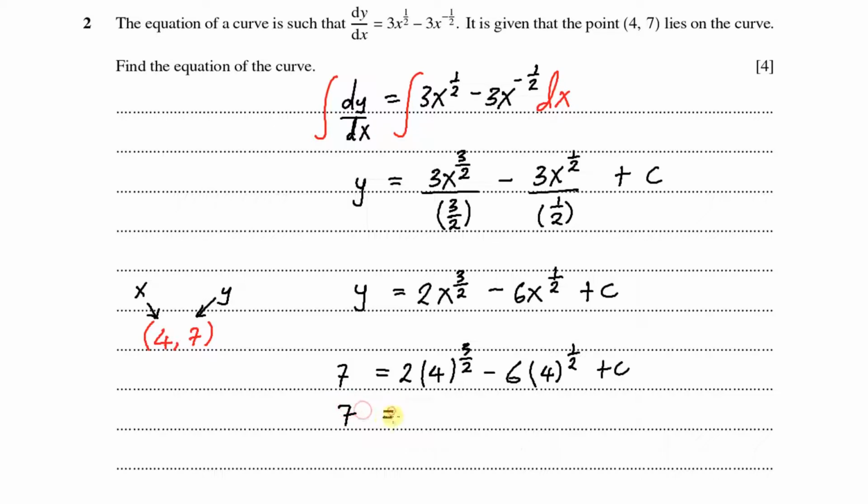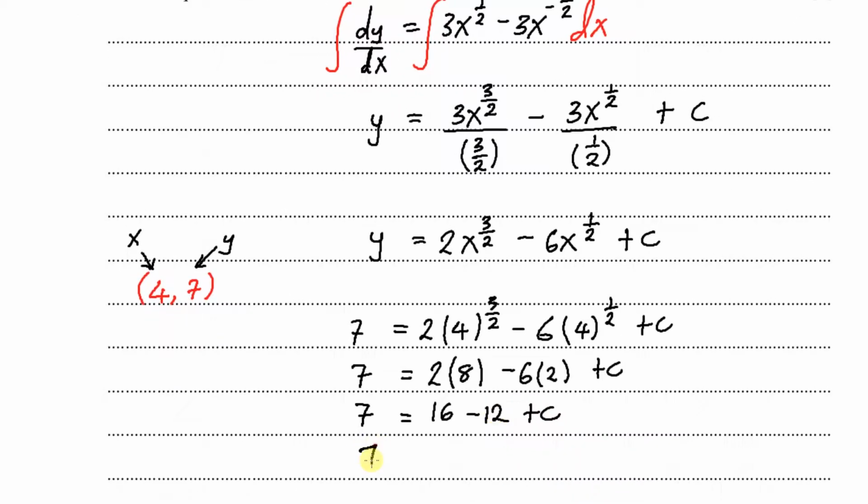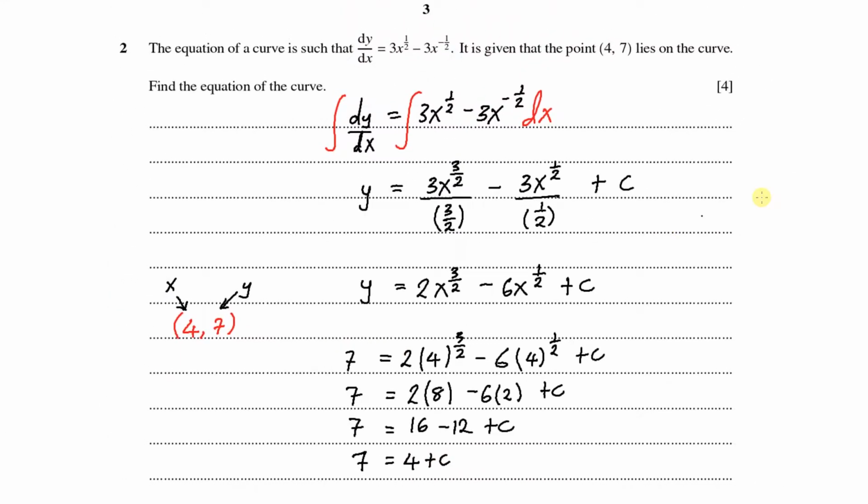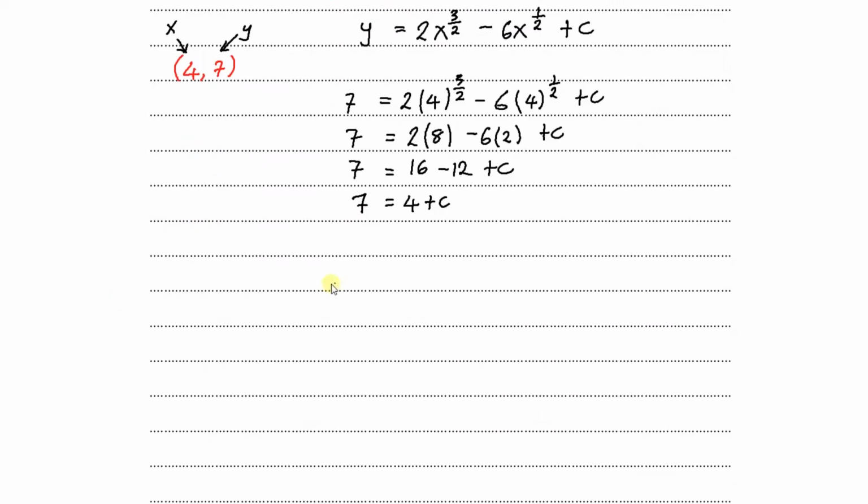So that 7 is equal to 2 times square root of 4 is 2, and 2 cubed is 8, minus 6 times square root of 4, that's 2. So that's 6 of 2, then plus c. So that 7 is equal to 16 minus 12 plus c. And 16 minus 12 is 4, so that's 4 plus c. And I think you can see that here, c should come out as 7 minus 4, which is 3.